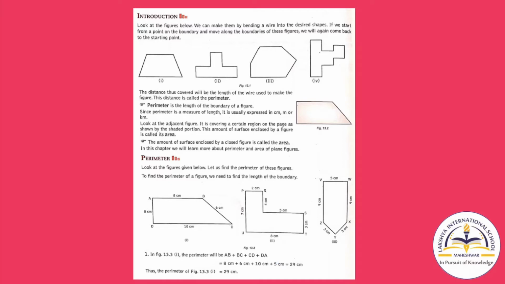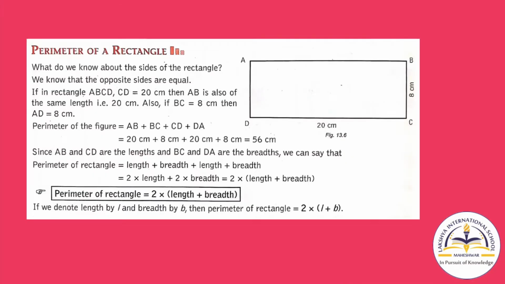Now we will add the values which are given on the figure. You can see on AB it is given 8 centimeter, on BC it is given 6 centimeter, on CD it is given 10 centimeter, and on DA it is given 5 centimeter. So accordingly we have to put the values. After adding the values, that is 8 plus 6 plus 10 plus 5, that is 29. So that will be the perimeter of this particular figure.